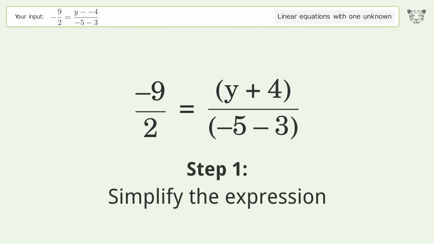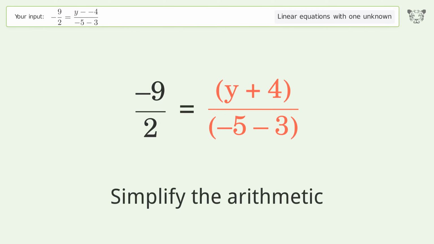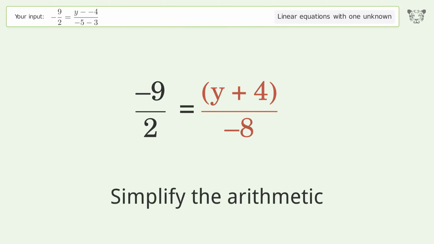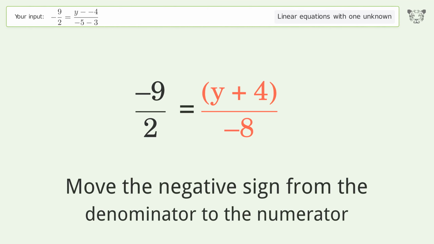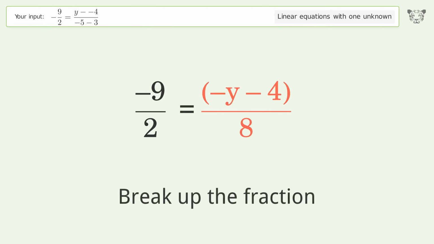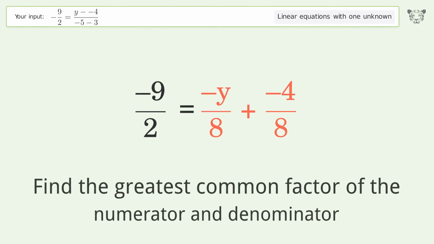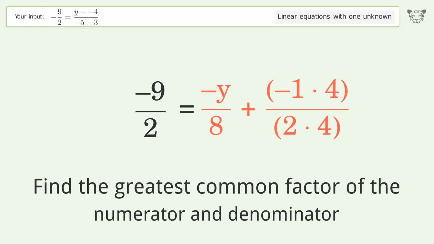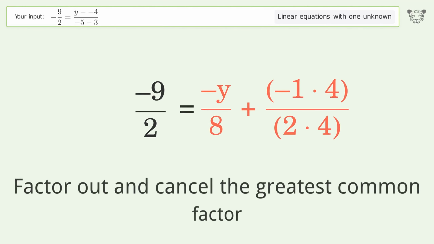Simplify the expression. Simplify the arithmetic. Move the negative sign from the denominator to the numerator. Expand the parentheses. Break up the fraction. Find the greatest common factor of the numerator and denominator. Factor out and cancel the greatest common factor.